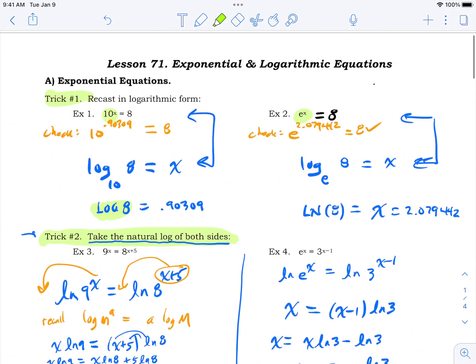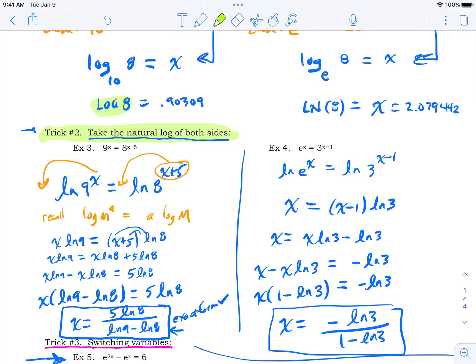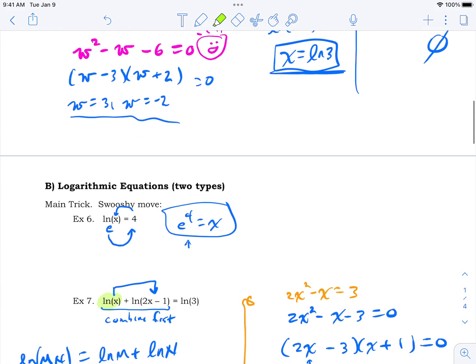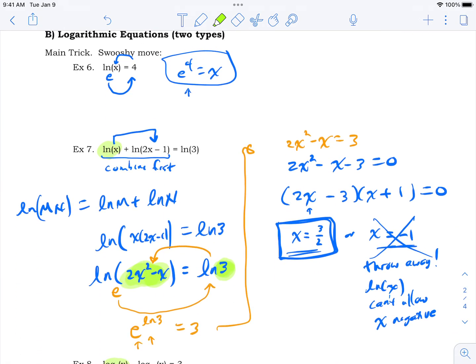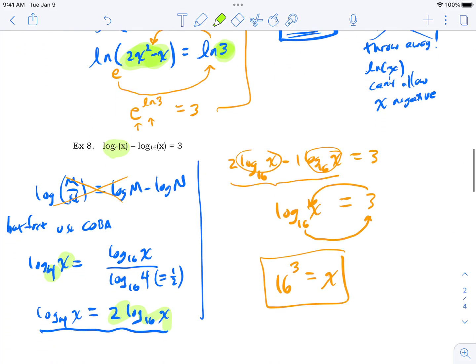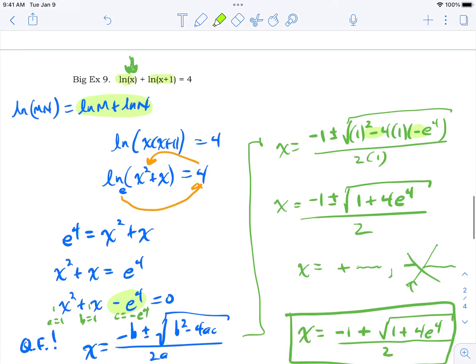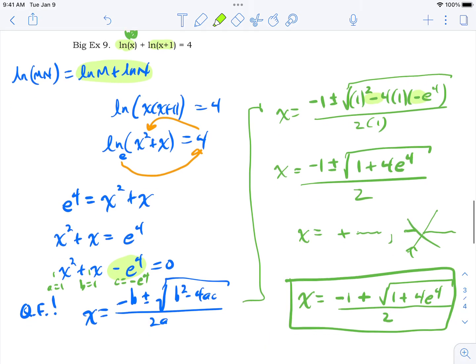We did exponential equations on page 1. Once more, taking the log of both sides is the main method you're going to use. Not quite always. Keep your eye out for switching variables. But with logarithms, it's always going to be some kind of swooshy move at some point. You might have to use a log law to combine your logarithms first. You might even have to use the change of base formula to make sure the logs are the same so that you can combine them. And then this one was funky. We had to combine our logs, but what made it funky is that when you did the swooshy move, you got this e to the fourth showing up in your quadratic equation, but that's fine.